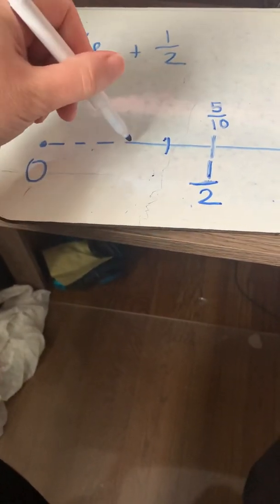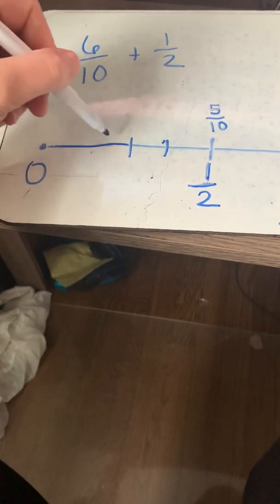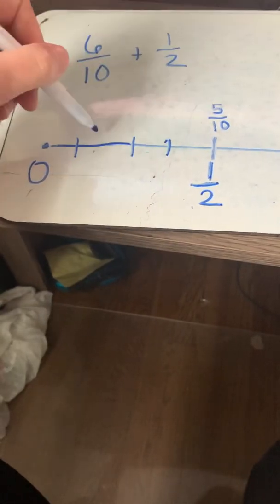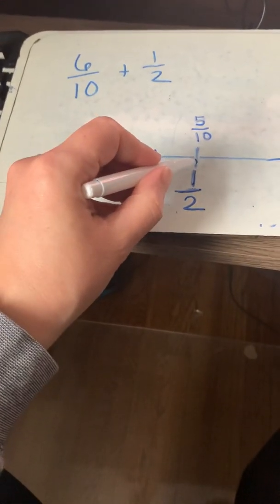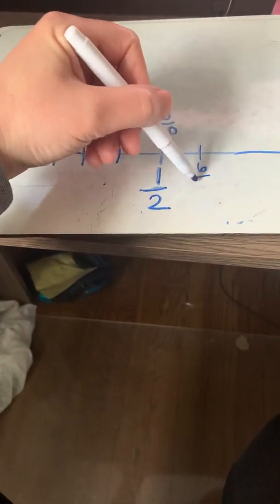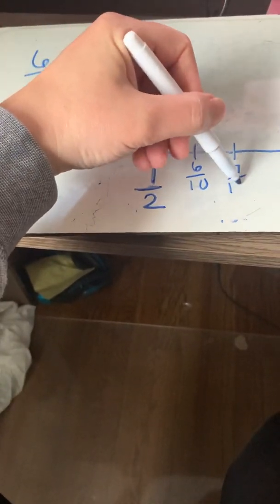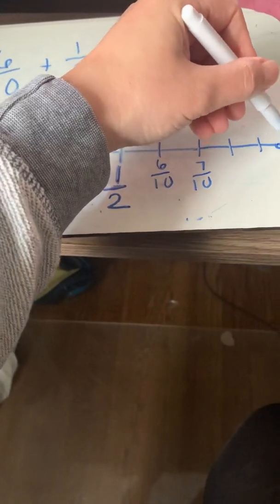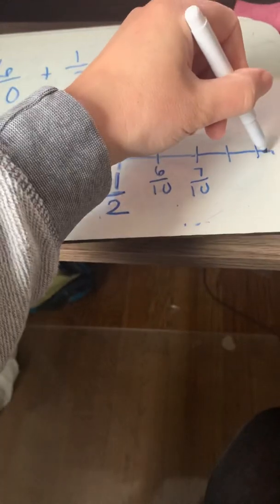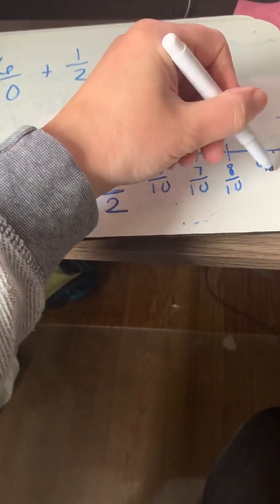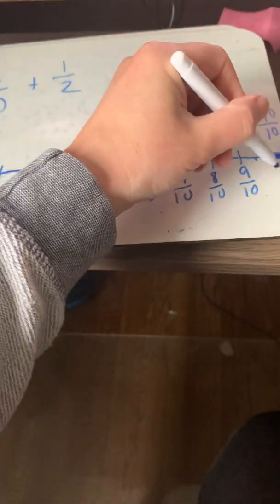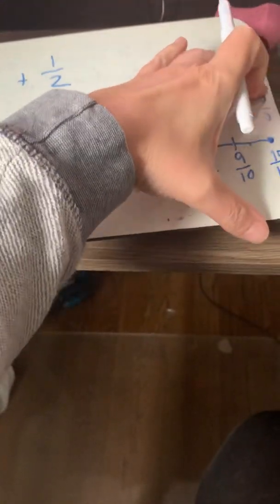You don't have to be perfect, but 1, 2, there we go. 1/10, 2/10, 3/10, 4/10, 5/10, right? 6/10, 7/10, 8/10, 9/10, and then 10/10, which is 1. So this is 8/10, 9/10, and then 10/10 here, which we know when our numerator and denominator are the same, that it's equal to 1 whole.